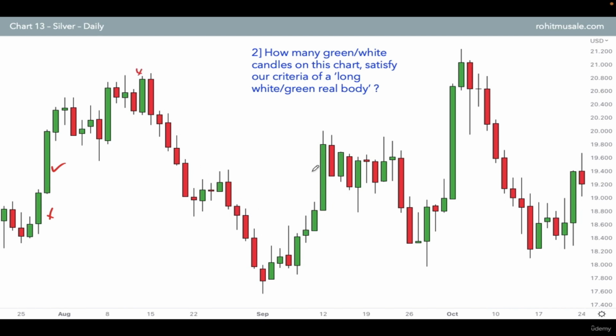Then what else? This candle? No, because of that upper shadow. What else? This one. Hardly any lower shadow. Closes near the high. And a very tall candle. So this satisfies. And no other candle. So there are 2 candles which satisfy our criteria.